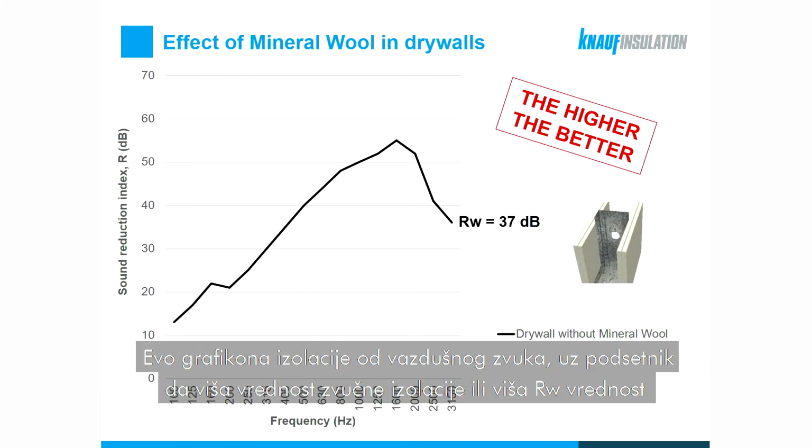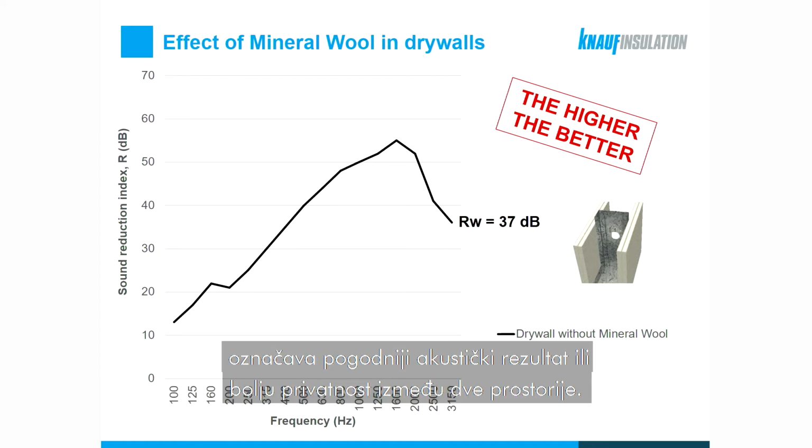And here is the airborne sound insulation graph, with a reminder that the higher sound insulation value, or the higher Rw value, means the more favorable acoustic result, or actually the better privacy between two spaces.